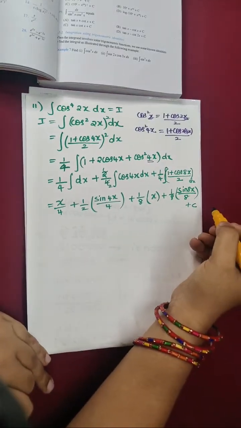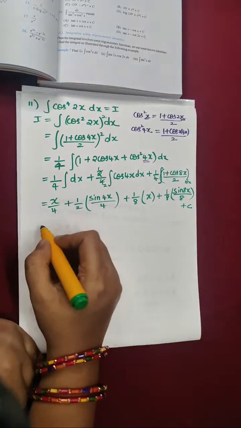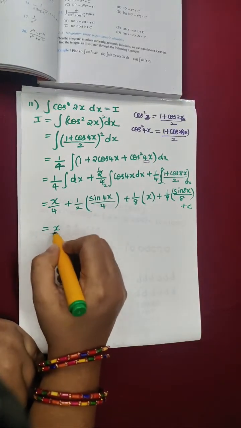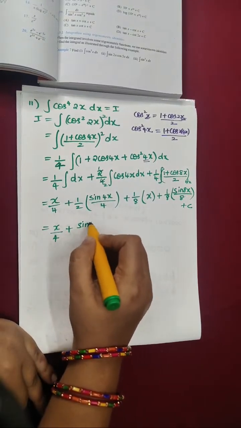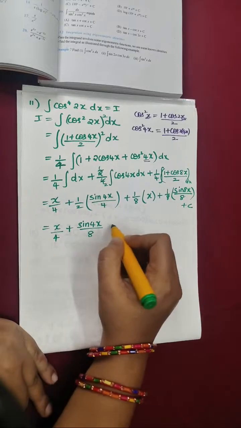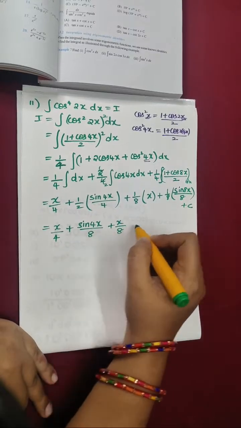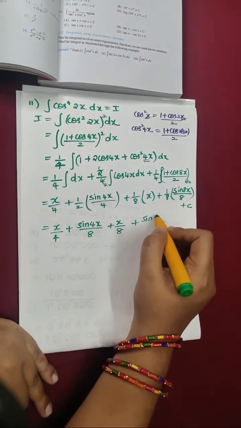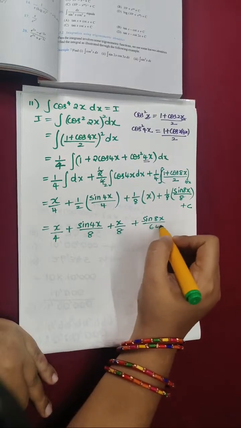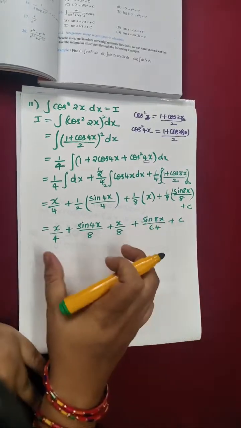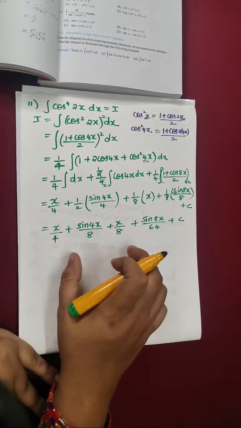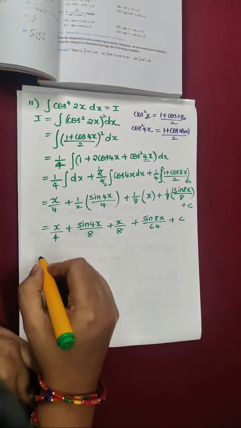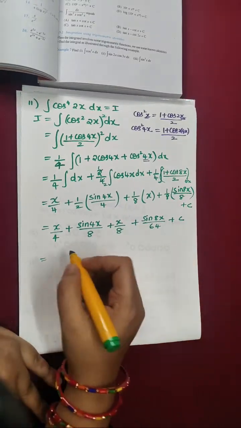And now can you see? Yeah. So what will be the final answer? x by 4. 2 4s are 8. So sin 4x by 8 plus x by 8 plus sin 8x by 8 8s are 64 plus c. Either you can simplify these two and write the final answer, or you can take the 64 as LCM. Anything you can do.